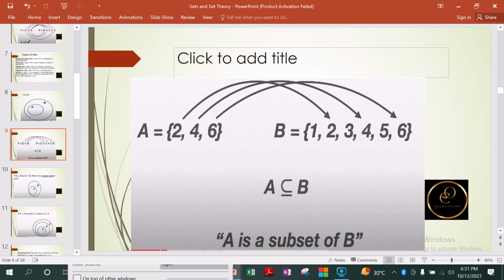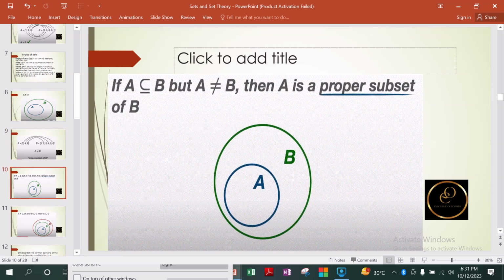We move on. Look at this one, another mathematical statement. We can write it in this way: if A is a subset of B, but A is not equal to B, that's what the mathematical statement reads there, then A is a proper subset of B. A is a proper subset of B. So that's what it means.